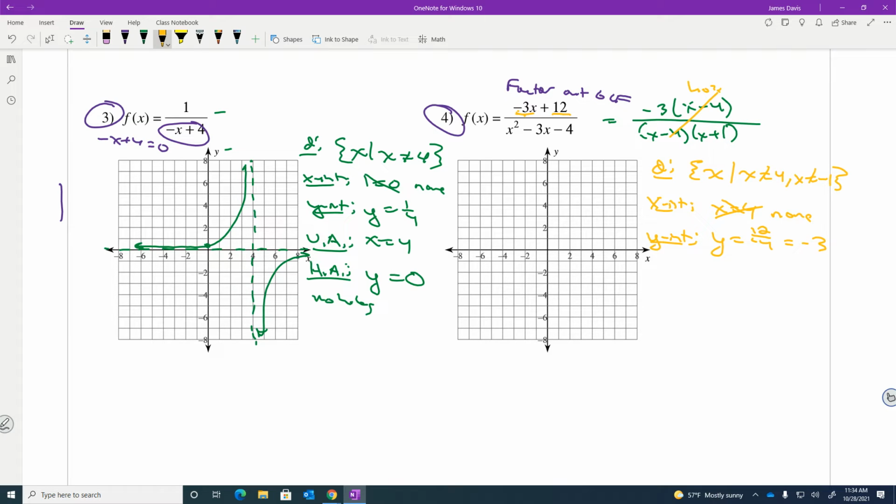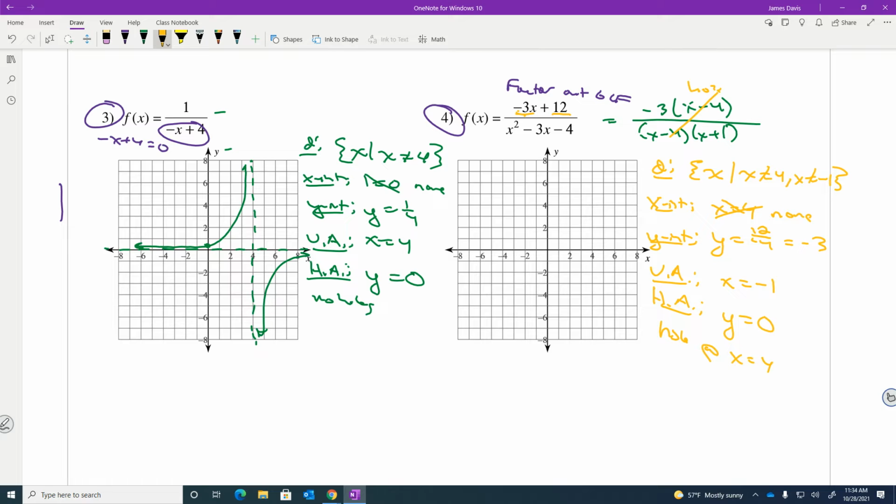For our vertical asymptote, the zeros of the denominator that aren't canceled. We just have this one that's left over, so x equals -1. Horizontal asymptote. We'll look at the powers. The bigger is on the bottom again. So it's going to be y equals 0 again. And we said there was a hole. There's a hole at x equals 4. So that's all our important information.